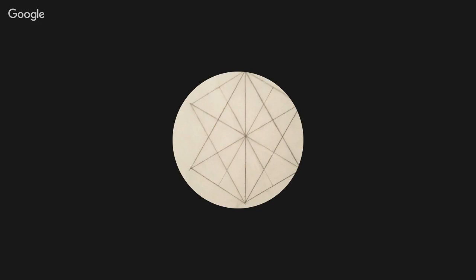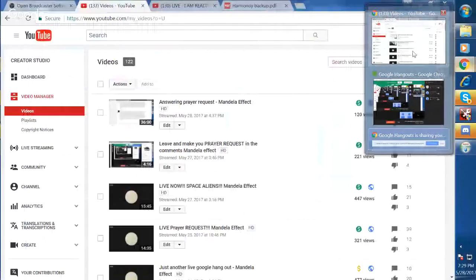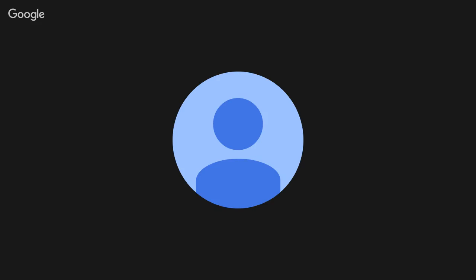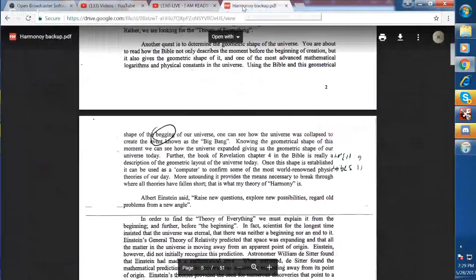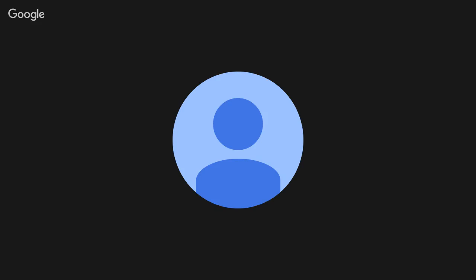Let me screen share so you can see my screen again. Can you see my screen right now? Can you see the paper? Yes. Okay.